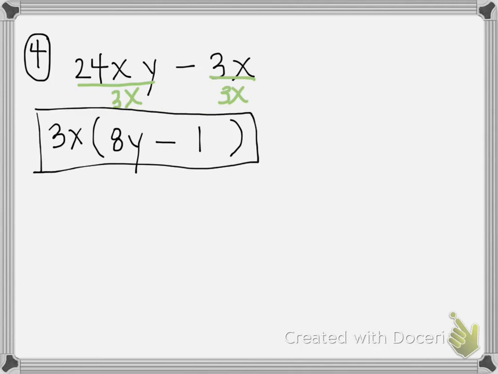So we now have it in multiplication form. So we multiply out just to check. So 3 times 8 gives you 24. And x times y is just an xy. And 3x times a negative 1 is a negative 3x. So that gives me what I started with.